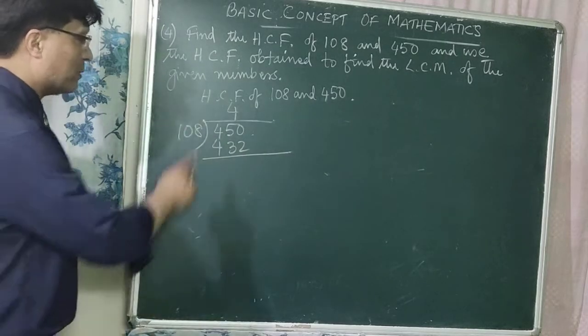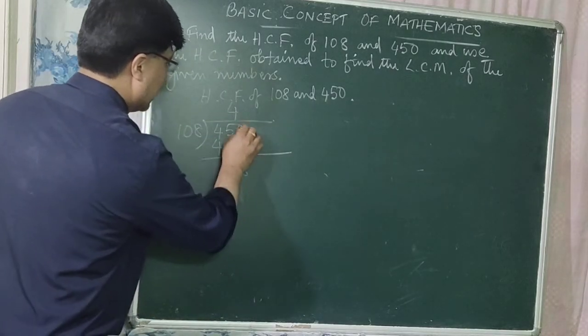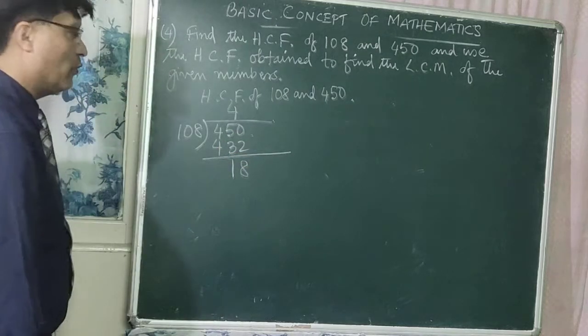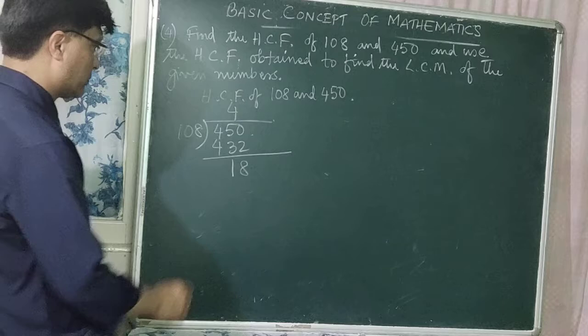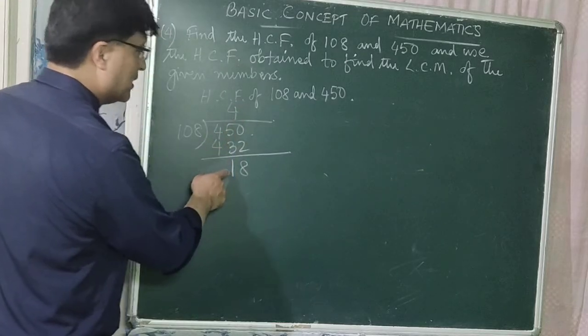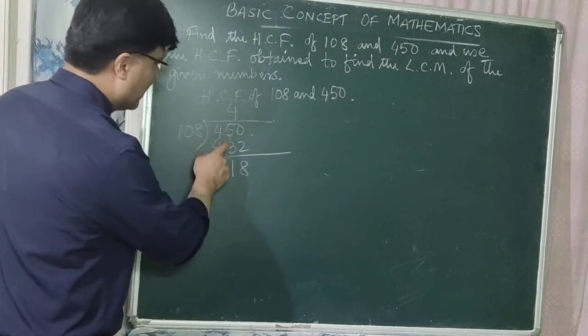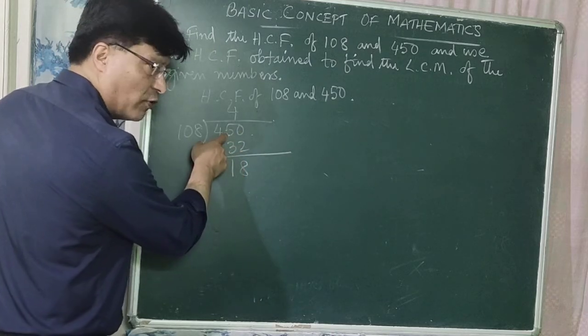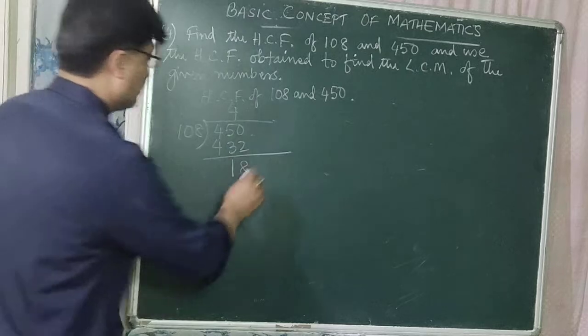So what is the remainder here? You have to subtract it. 10 minus 2 is 8. Here it is 4. 4 minus 3 is 1. Right? 10 minus 2 is 8, and 4 minus 3 is 1.